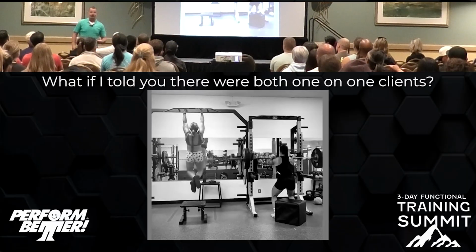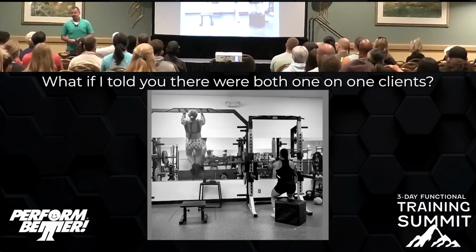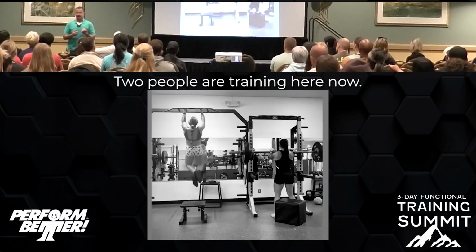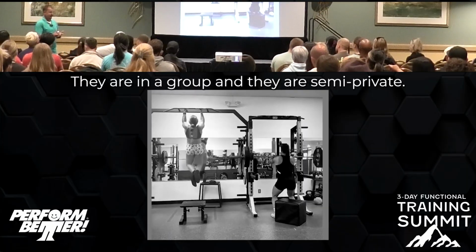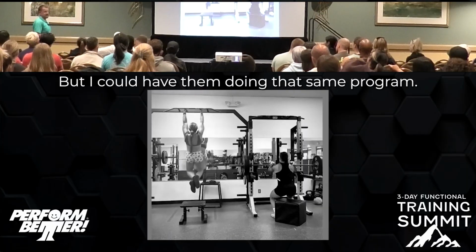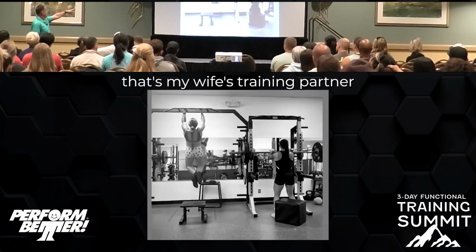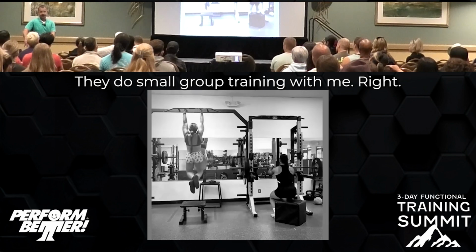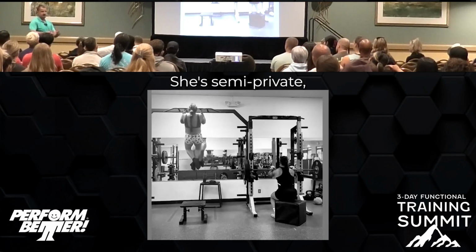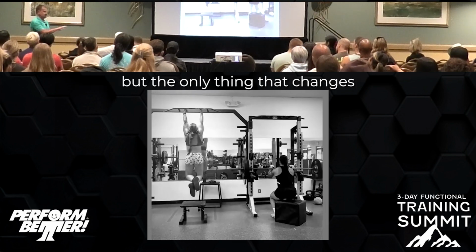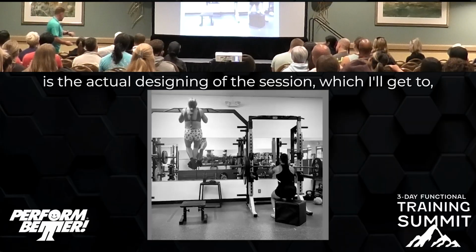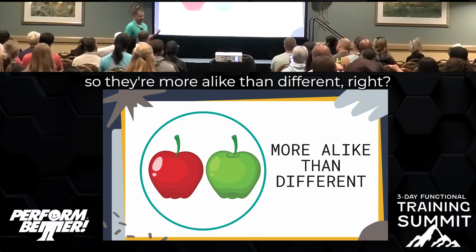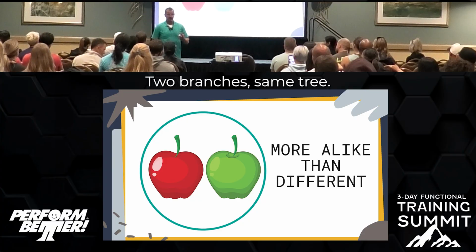What if I told you they were both one-on-one clients? Just looks the same, right? Remember the triangle, focus on the similarities. Two people are training here. Now, they are in a group and they are semi-private, but I could have them doing that same program. That's my wife's training partner on the left there, Sharon, and they do the same program. They do small group training with me, right? Vanessa's in a different group. She's semi-private, but the only thing that changes is the actual designing of the session, which I'll get to. All right, so they're more alike than different, right? Two branches, same tree.